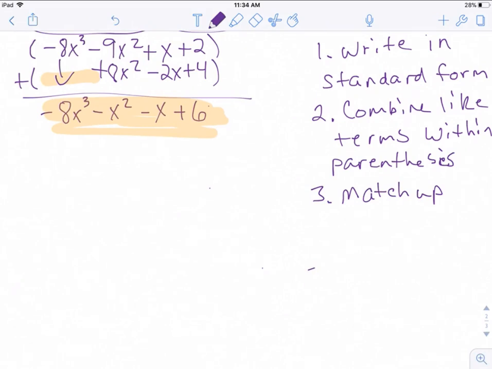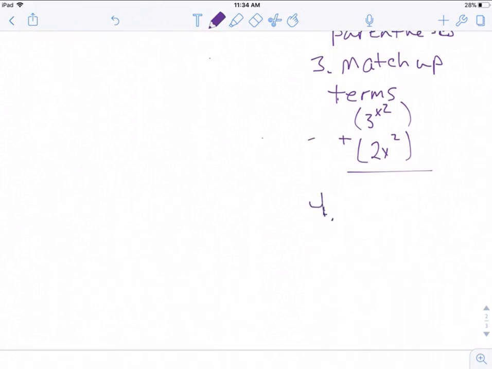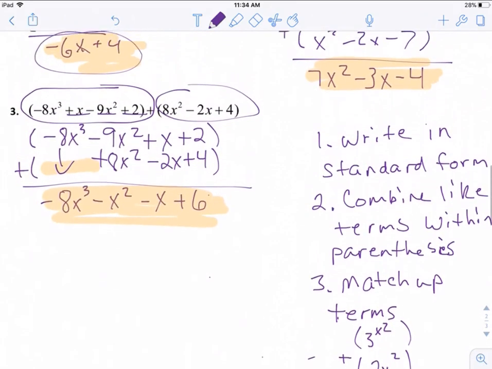Third step would be to match up our terms, so that it was plus 3x squared to 2x squared, because it's like terms. And then four, add together. So that's kind of the steps to it.